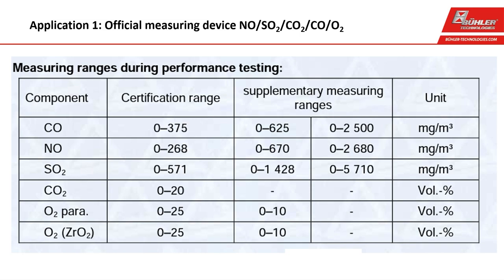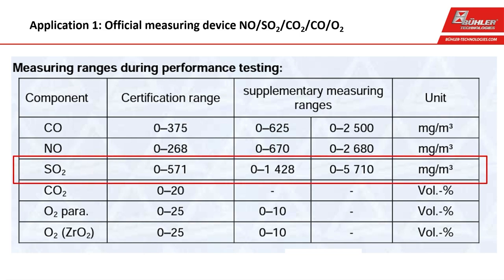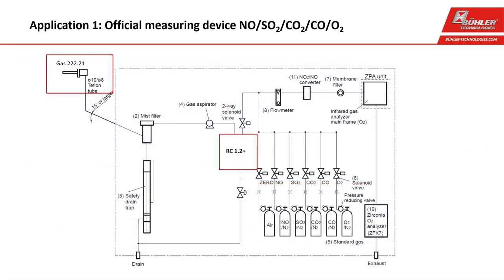Application 1 for certification of a continuous emission monitoring system for NO, SO2, CO2, CO, and O2. SO2 certification range is 0 to 571 milligram per cubic meter, which corresponds to approximately 200 ppm. And here is the measurement setup.